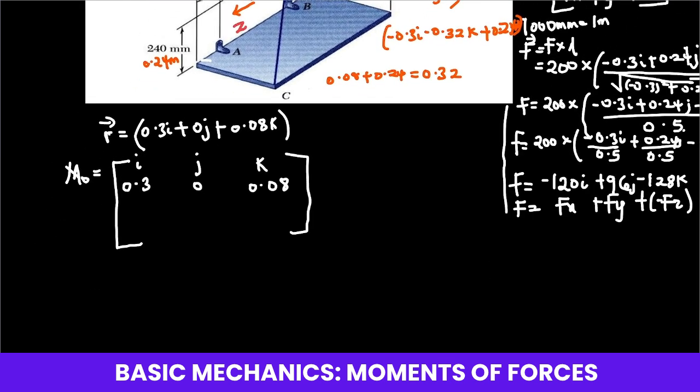So since we know that, we can easily now bring them. So what's our Fx here? So Fx becomes negative 120. What about Fy? Positive 96. Then our K to be our negative 128, right?